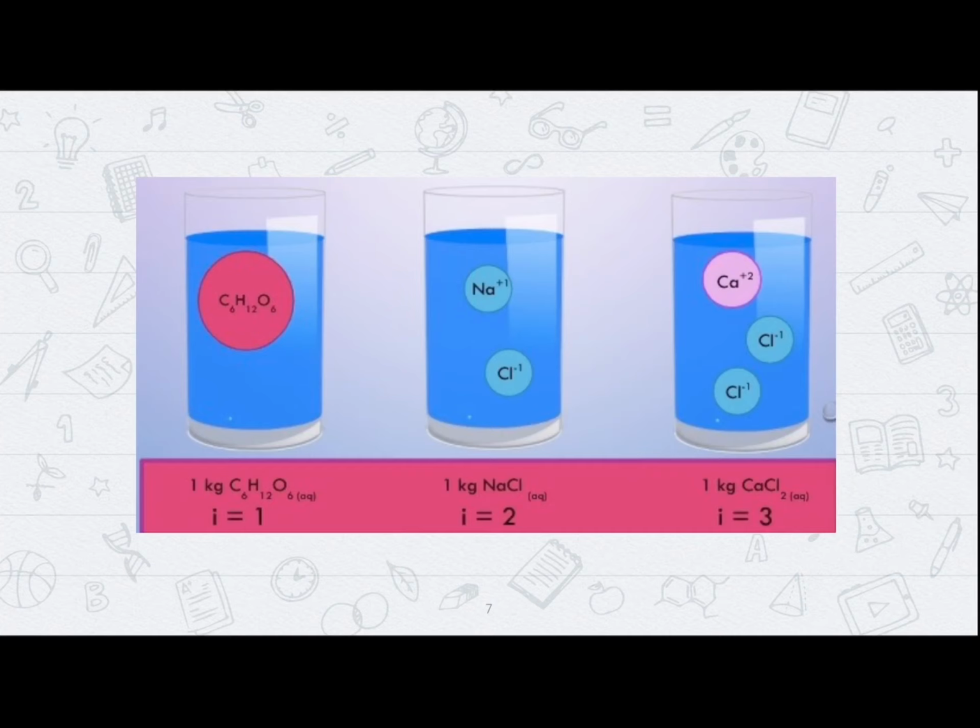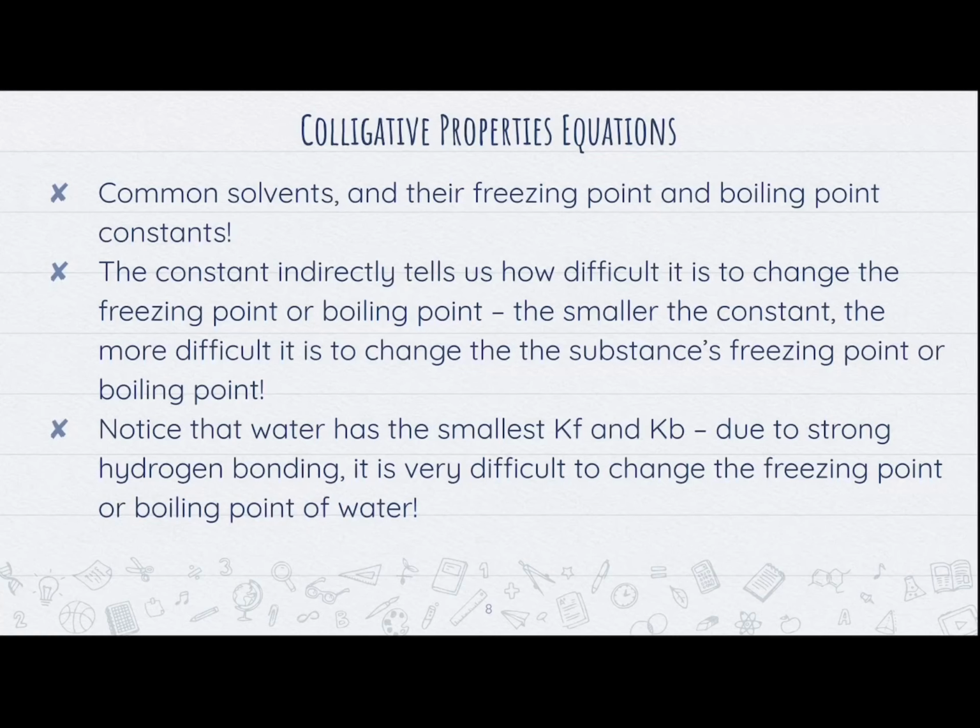Here's an example of that. On the left, I have C6H12O6. All of those are nonmetals. That's covalent. It's not going to be broken apart in water, so i equals 1. NaCl is ionic. It can be split into sodium and chlorine separately. So that's 2 ions floating around now, so i equals 2. Next I have CaCl2. That's also ionic. It can be broken apart into 3 ions. So i equals 3.